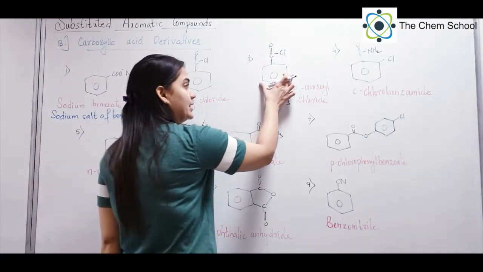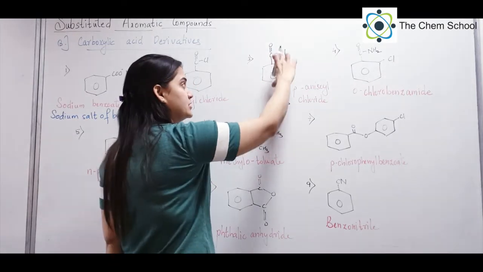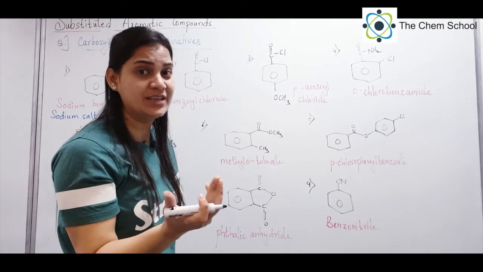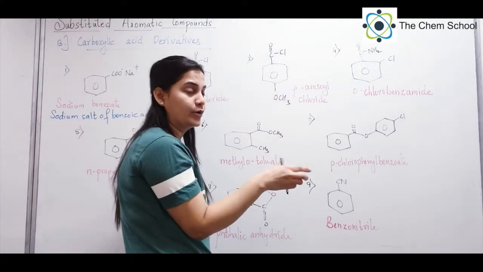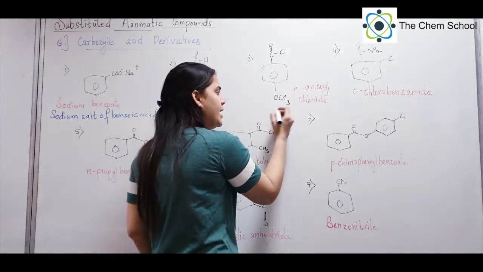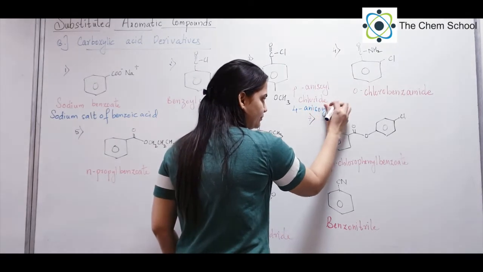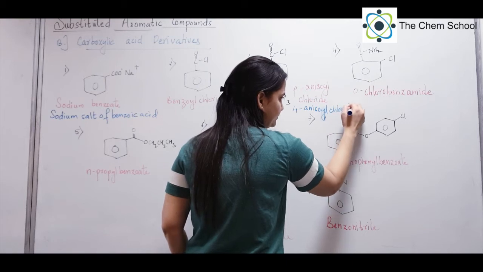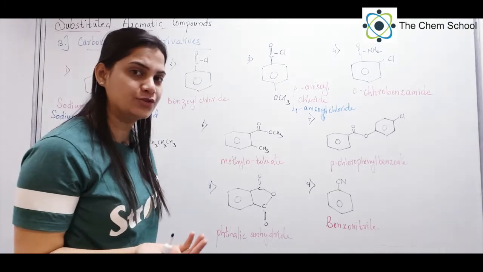Now this is benzene with the acyl C double bond O Cl group. So this is benzoyl chloride, but benzene with OCH3 is anisole. Together they are called para-anisoyl chloride because they are para to each other. Para position is also the 4th position, so you can also say 4-anisoyl chloride. Both are correct, right? So para-anisoyl chloride or 4-anisoyl chloride.